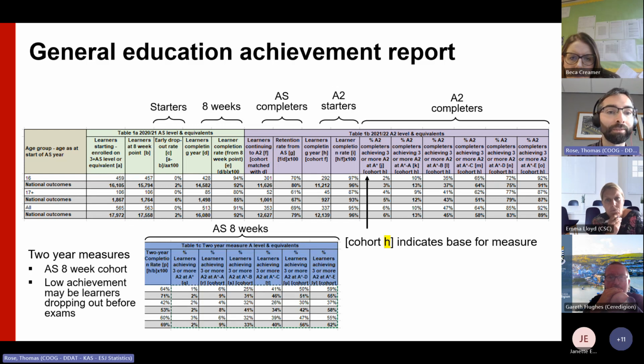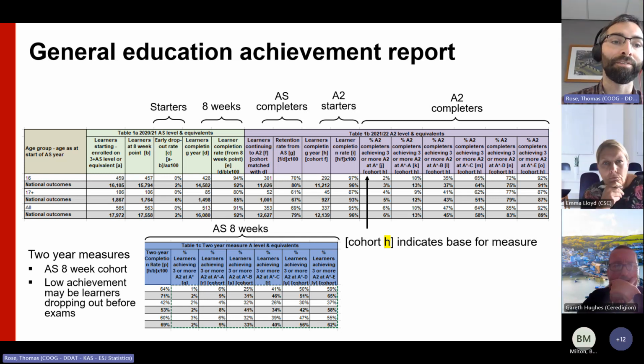It's a little bit confusing, all the different cohorts. So this little marker here, cohort, tells you what is being compared to. So here it's cohort H, because the number of A2 learners achieving 3 or more A2 is based on this H, the number of learners completing. So we have the early dropout rate, which is based on starters, the AS completion rate based on 8 weeks, and so on. And then the grades here, which are based on the people achieving 3 or more Cs, for example, out of all the people who completed their A2.